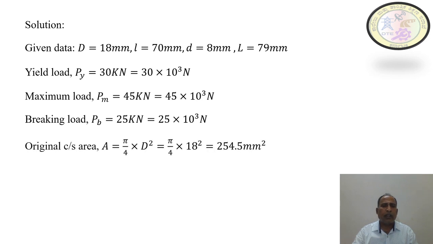Original cross sectional area, that is A, is equal to pi by 4 into d square, so therefore pi by 4 into 18 square, that is equal to 254.5 mm square. Neck area, small a, is equal to pi by 4 into d square, pi by 4 into 8 square, that is equal to 50.272 mm square.